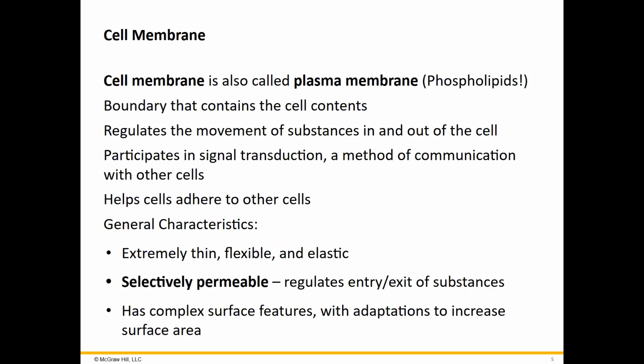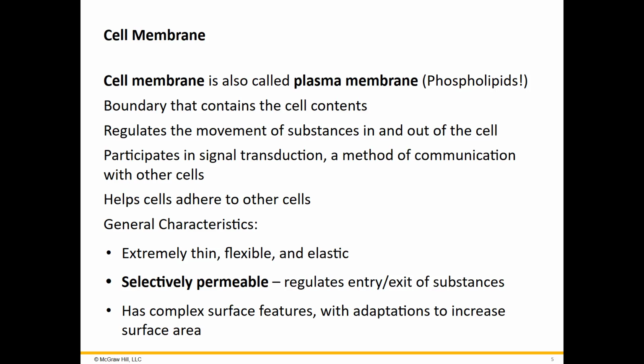Starting with cell membrane. So also called the plasma membrane. Remember from chapter 2, we talked about the phospholipids. This is what composes the membrane. Yeah, phospholipids. It's the boundary that contains the cell's contents. Again, it's kind of like the skin of the cell. Regulates the movement of substances in and out, and participates in signal transduction and communication with other cells. So I want you to know the cell membrane is the skin of the cell. It's composed of phospholipids, and the cell membrane regulates the movement of things in and out of a cell, as well as its communication with other cells.